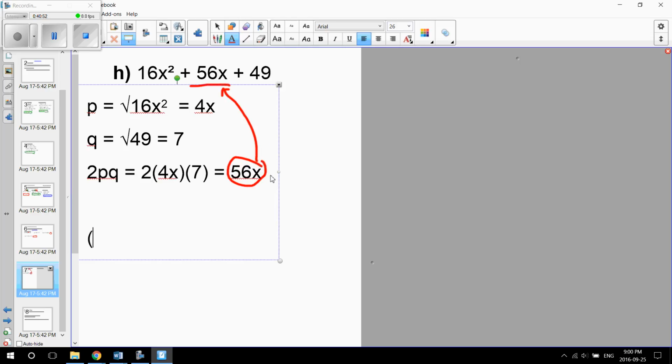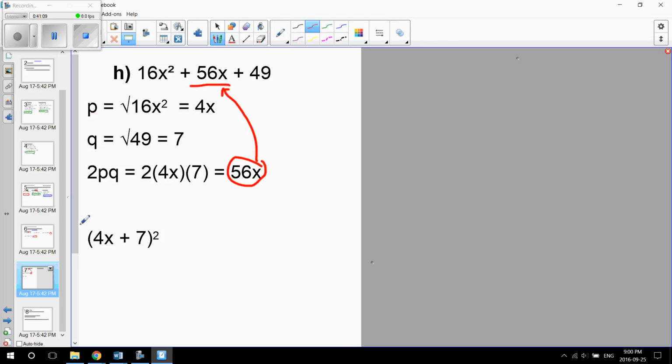So in our brackets, our first term is our 4x, and our second term is whatever our q value is, which is a positive 7. And again, because our brackets are exactly the same, we're going to throw a square on that bracket. So we have our final answer here, 4x plus 7 all squared.